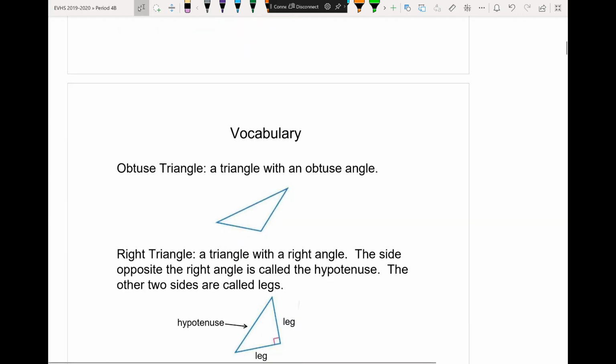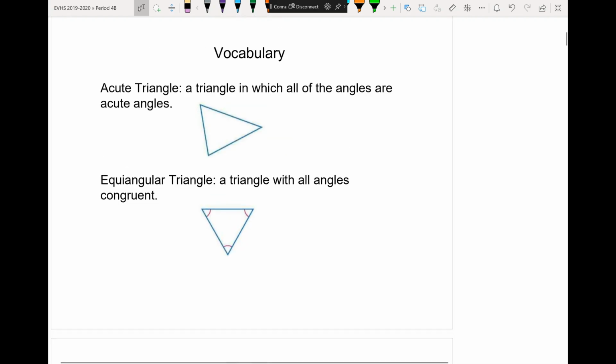Okay. Also, oh, I forgot. You'll have to copy this down. If you want to write there in lesson 90 for acute, that's fine. Something like that. All angles less than 90 degrees. All angles are congruent.